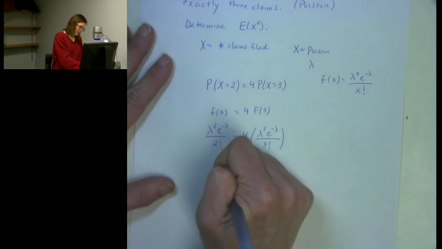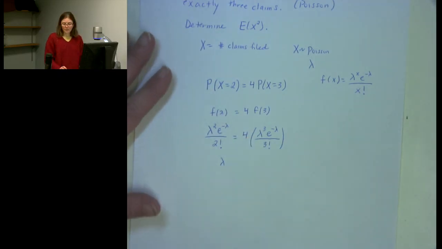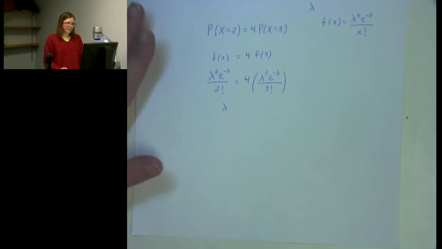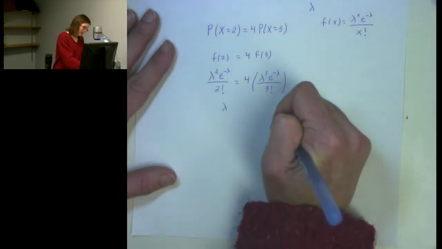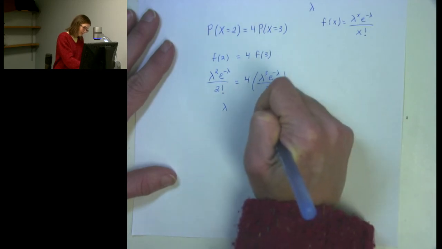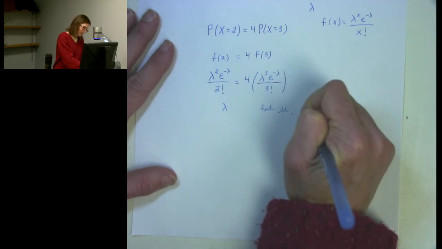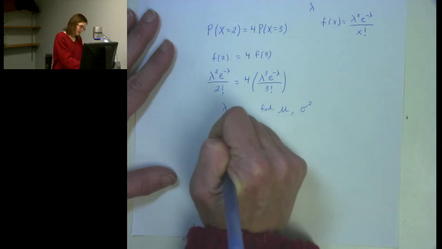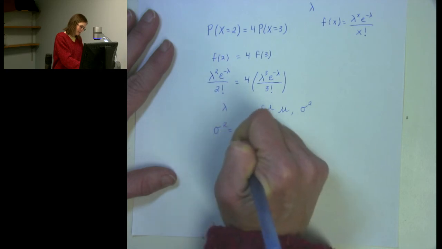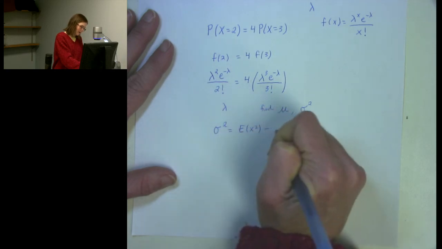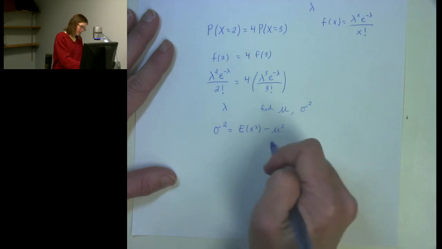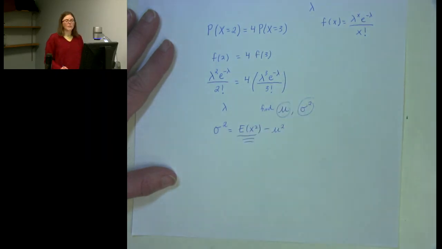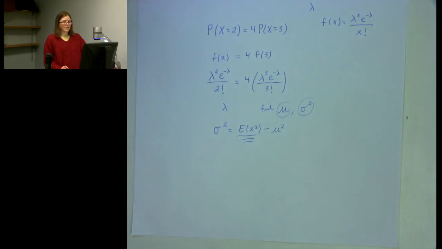Now I should be able to solve and find lambda, and once I have lambda, I can use what I know about the mean and variance of a Poisson distribution to find the mean and the variance. And then using the fact that the variance is the expected value of X squared minus the mean squared, if I know the mean and I know the variance, I can solve for the expected value of X squared. So hopefully that helps get you started.